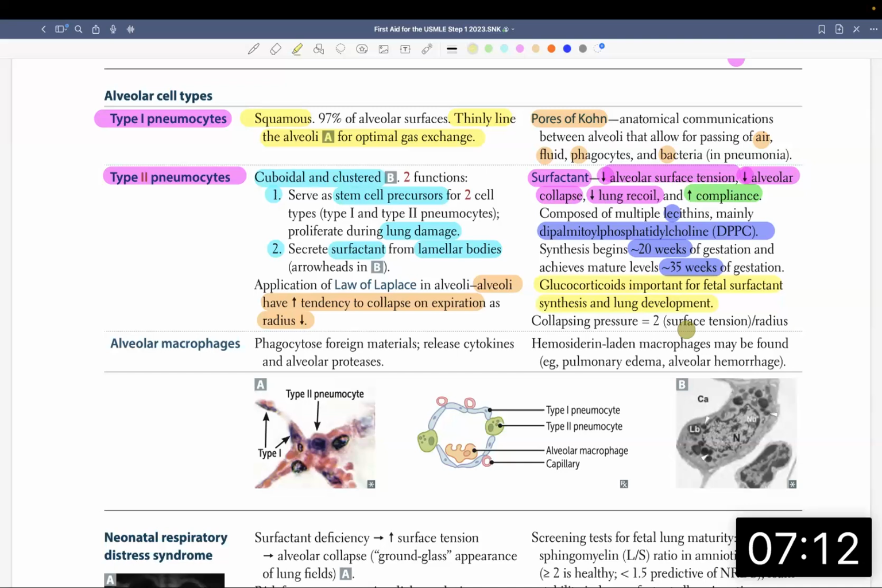Collapsing pressure equals 2 times the surface tension divided by radius. I think this comes up in some question.